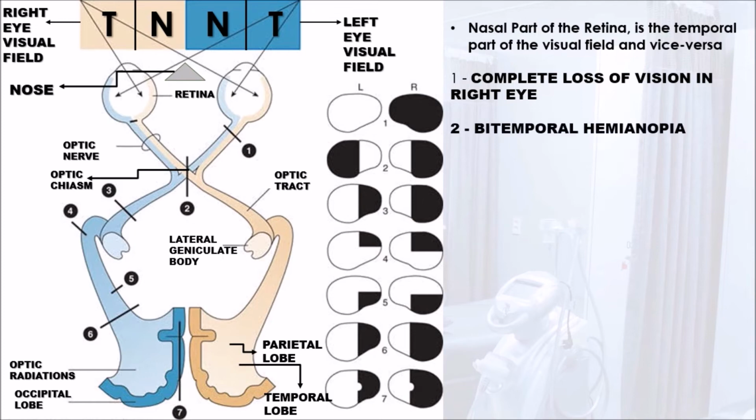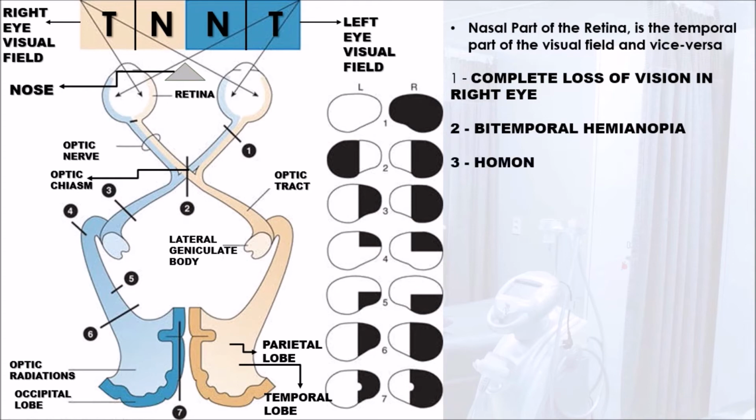Then we have the bitemporal hemianopia, which is the second one. You see that the dark area is on the outside, which is the temporal part of the visual field, meaning that the nasal part of the retina is what is affected, because the optic chiasm houses the nasal component of the retina, which is the temporal part of the visual field.